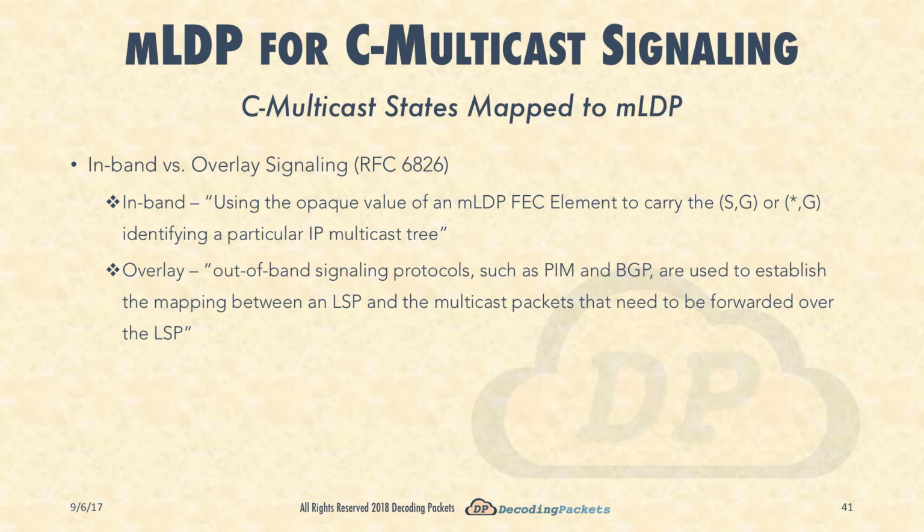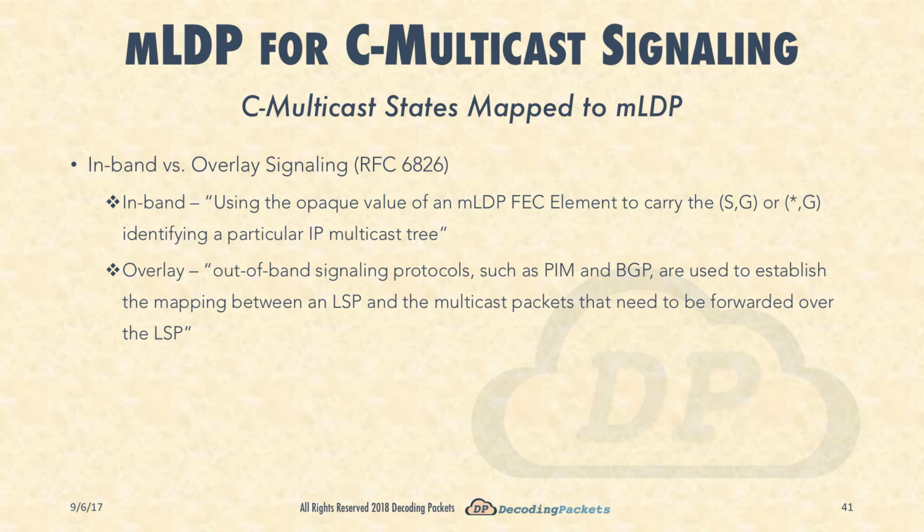Now, since we can carry this information, specifically the information that the joins carry, so the star, G, the S, G, if you think about the structure of the opaque value, we can carry this information in the MLDP FECs themselves. So that brings me to another question. Can we not use MLDP for the signaling as well as the mapping? We're already using MLDP for the forwarding, but because of that structure of the opaque value, can we not program this S, G right inside that opaque value?